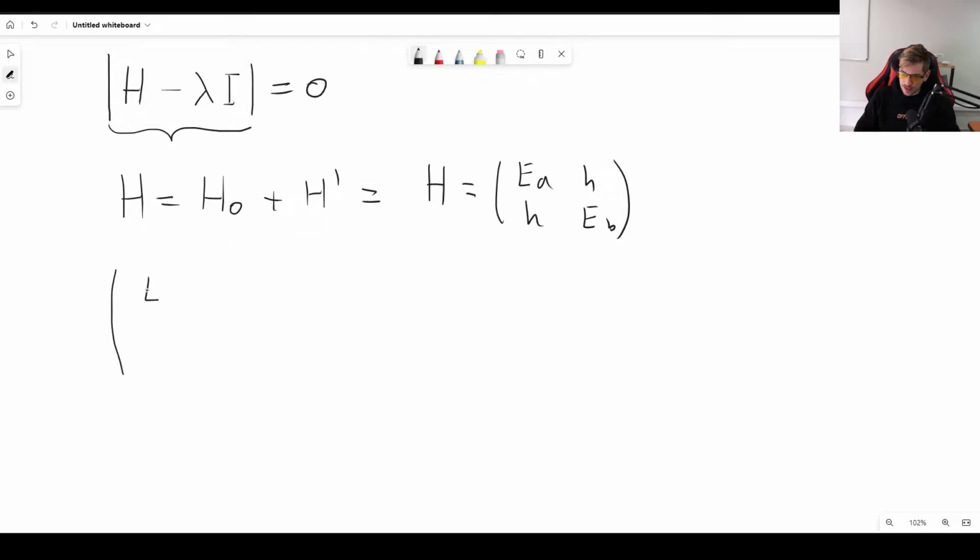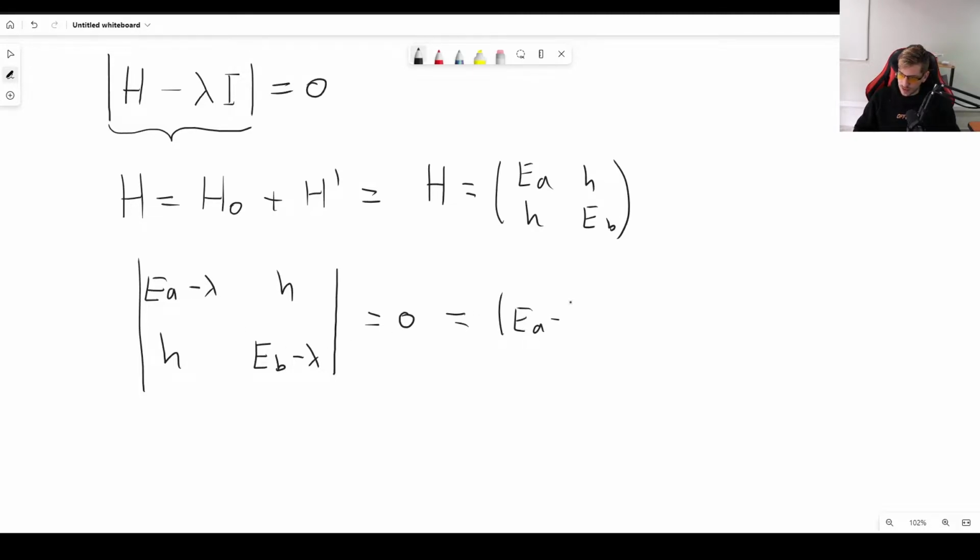So let's do it, and we get EA minus lambda, the off diagonal terms suffer no change, and then EB minus lambda. And we have to take the determinant of this and set it equal to 0. Now we know how to calculate a determinant for a 2 by 2 matrix. So EA minus lambda times EB minus lambda, and then we get minus h squared.